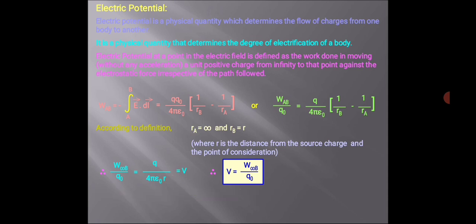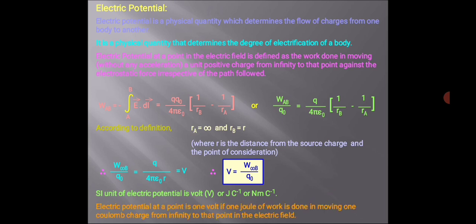Here you can see. Now electric potential at a point is 1 volt if 1 joule of work is done in moving 1 coulomb of charge from infinity to that point in the electric field. So this is the definition of 1 volt we can have at the last of the derivation.